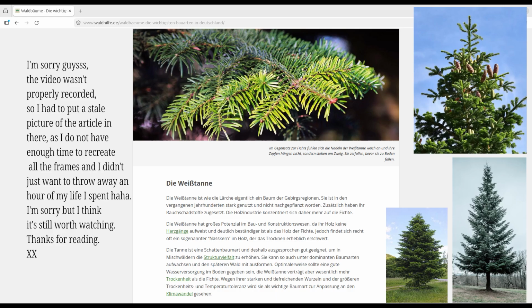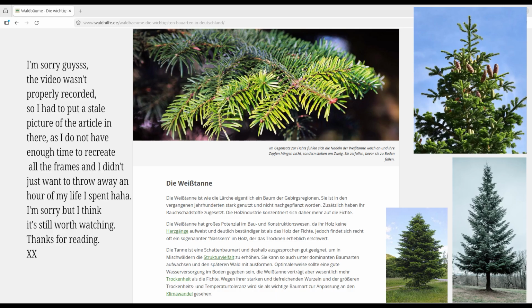this is I would say kind of a special word, because Wesen can have different meanings. So Wesen in general means a being, a creature, you could say. Also it can mean the nature of something. So Konstruktionswesen is the, you could say, being of construction work. And da ihr Holz keine Harzgänge aufweist. As her wood, so construction being, as her wood, its wood, keine, no, Harzgänge.